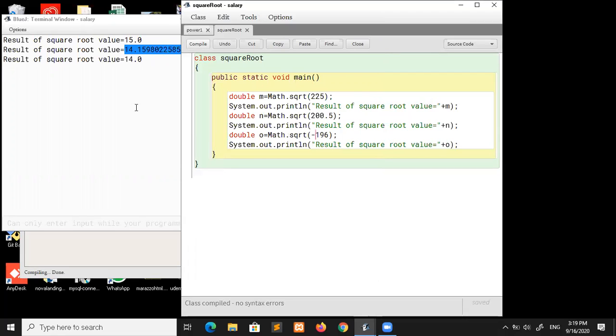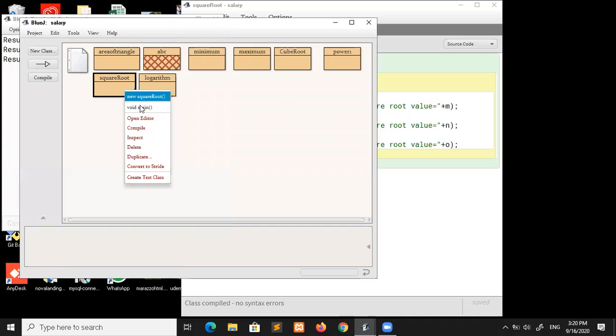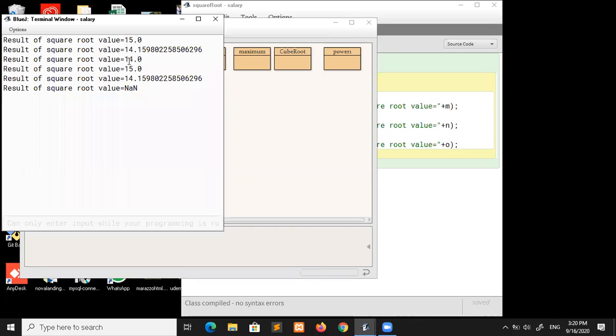Now I'll show you what happens if I take minus 196. Okay, so once again it's getting compiled, and just check. See, in the initial one, I'm getting 14.0. And now in this case, I'm getting a NaN, which is nothing but not a number. Okay, so not a number means that in mathematics, the square root of a negative number can never be taken. So always we are getting the square root of a positive number.